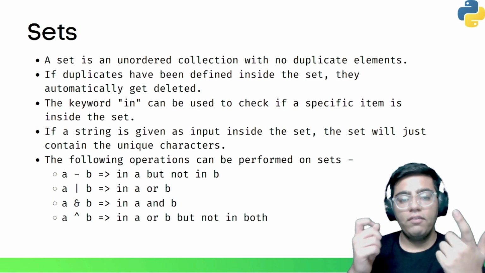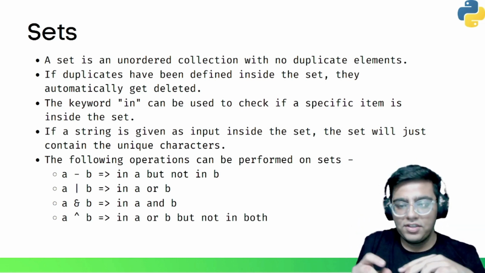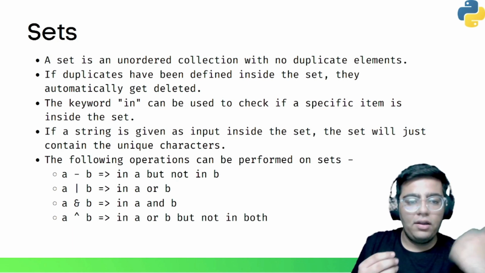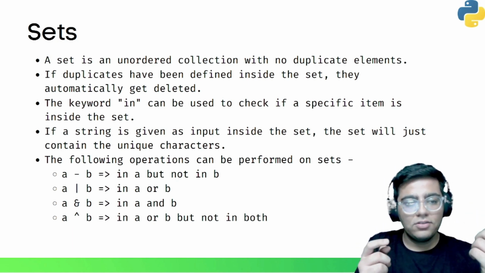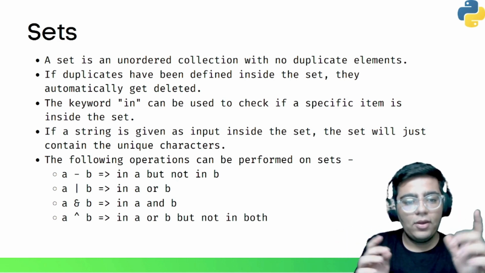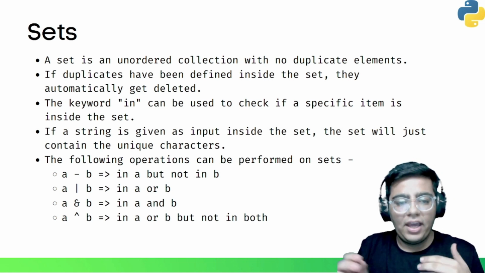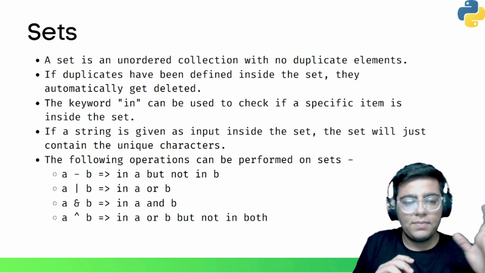Also, if you give a string as an input, the set will contain the characters of the string. Let's say my name, Kevin Karia. K comes in it twice, so it will just have K one time. Also, A comes two times, so A will also be there one time. Same with I and N. So whatever characters are repeated, they are just mentioned once.